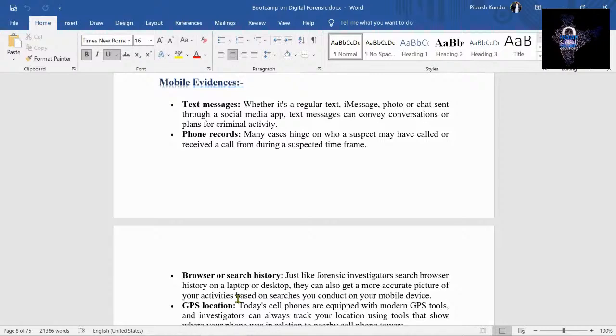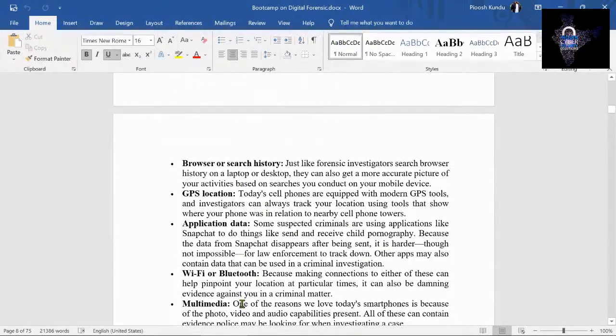Now GPS locations. Today's cell phones are well equipped with modern GPS tools. An investigator can always track your location using tools that show where your phone is in relation to the nearby cell tower.